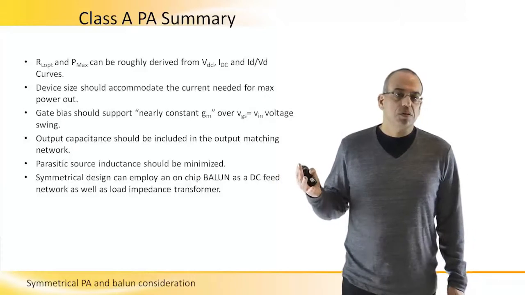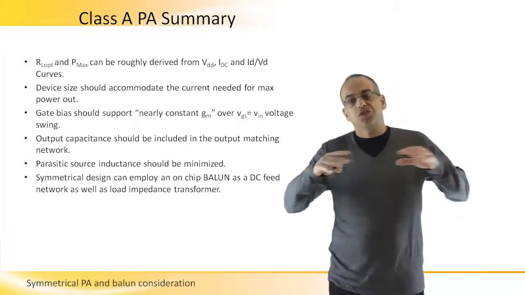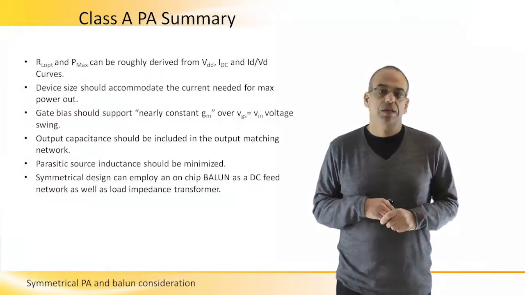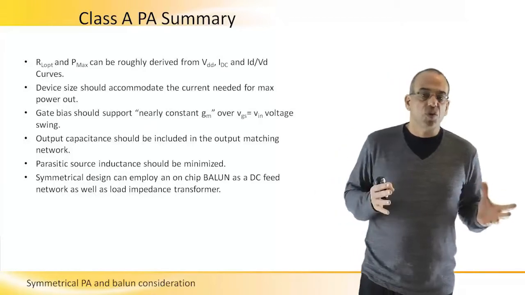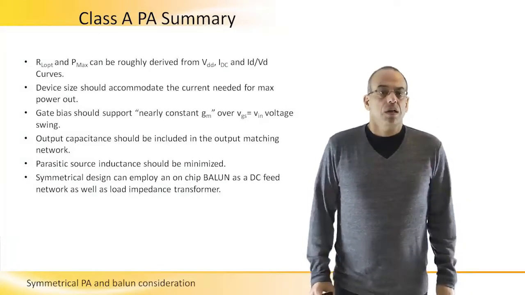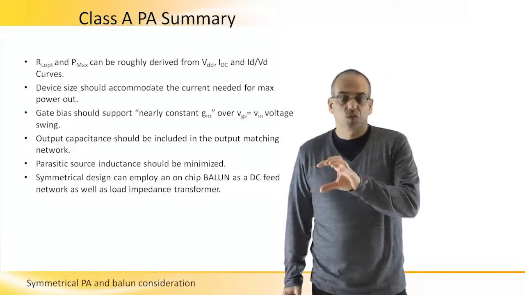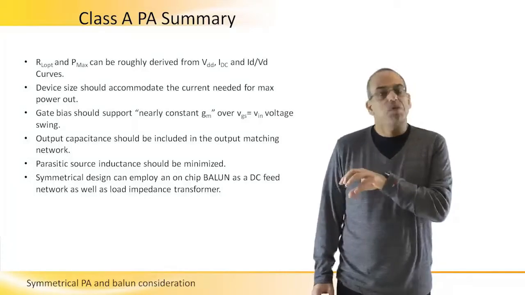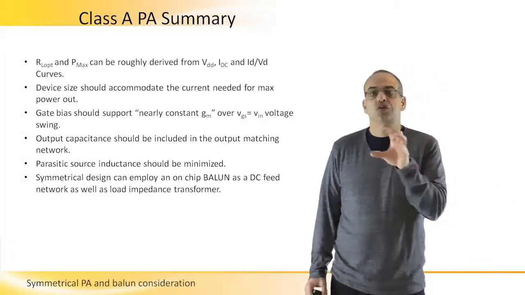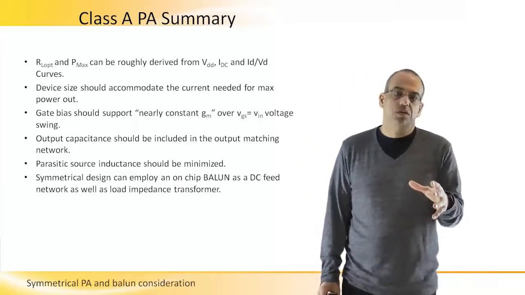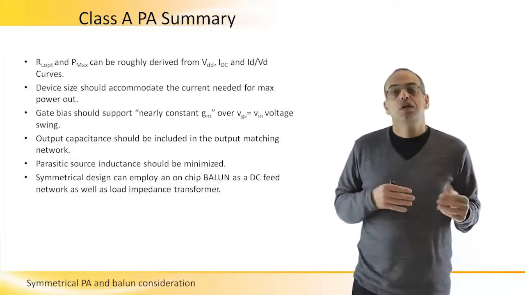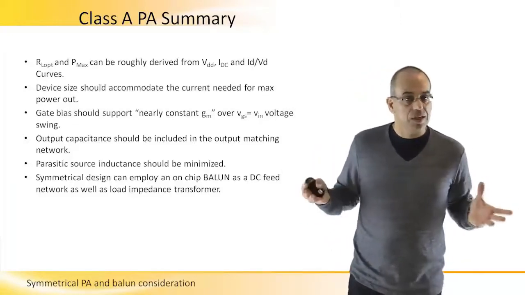We have talked about gate biasing that should support nearly constant GM over input voltage such that linearity will not be degraded, and the input voltage swing will be as symmetrical as possible around the bias point. Then we have introduced output capacitance, which will always be there and is very significant with power amplifiers. It's always part of the output matching network and cannot be neglected. We have to account for it and tune it out in different ways. We have described two of them, one single-ended and the other differential, but it has to be accounted for in any PA design.